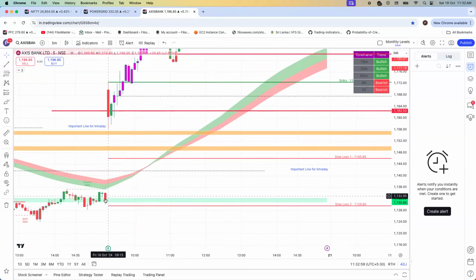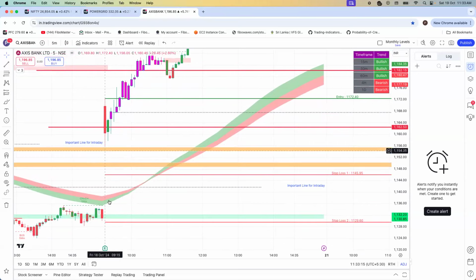So this candle is below the cloud, correct? Are you getting my point? What I'm trying to say? Yes, sir. This candle is below the cloud. And this candle is above the cloud.